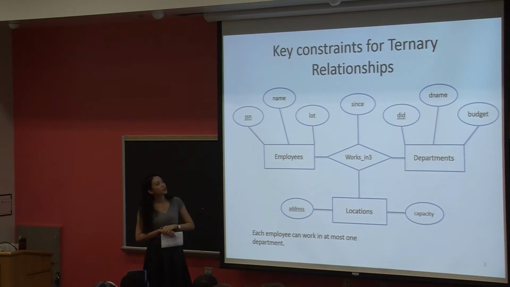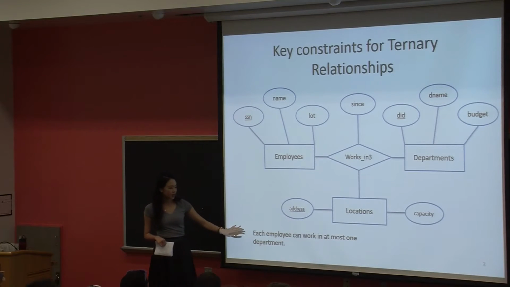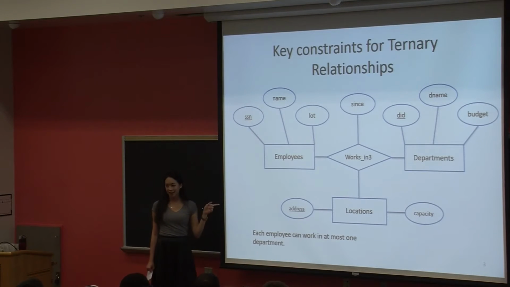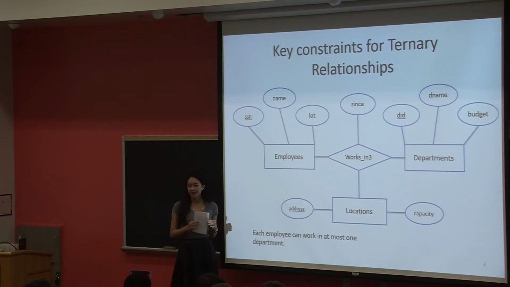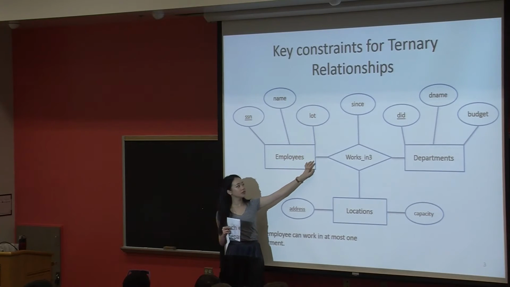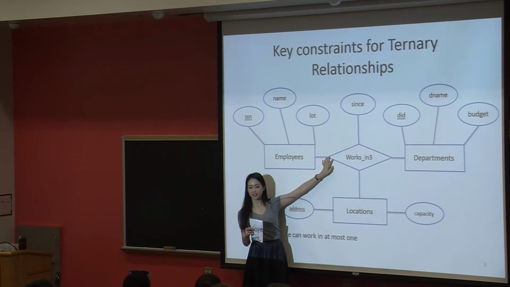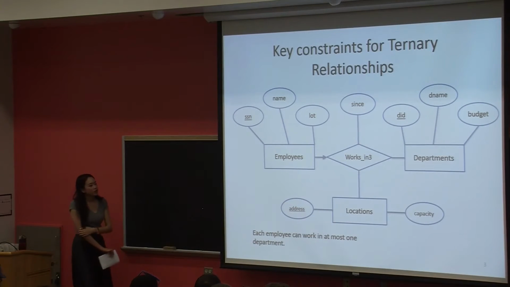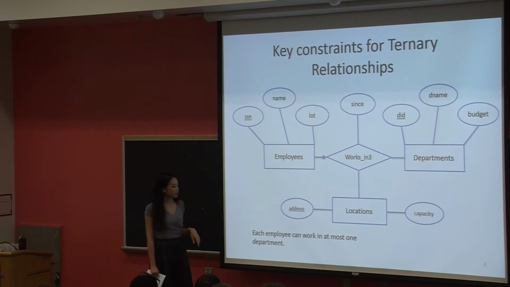Let's say today we also want to add a key constraint for this ternary relationship. Here, we say each employee can work in at most one department. How would you modify this diagram so that it satisfies that? Arrow on which one? Employees to here, right? Everyone agree? Yeah. Then that will give you the result that each employee can work in at most one department.